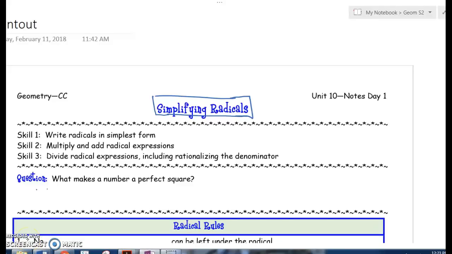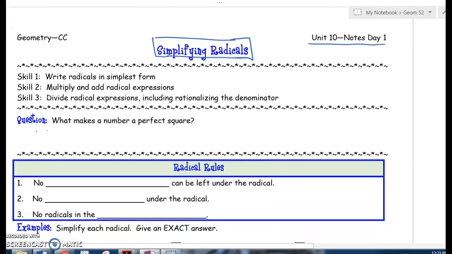Hello. You should have your Unit 10 Day 1 notes out. We're going to be talking about radicals. We've already done some stuff with it throughout the semester, last semester, but we're going to do more with it this unit, so it'll be really important that you know how to deal with radicals.